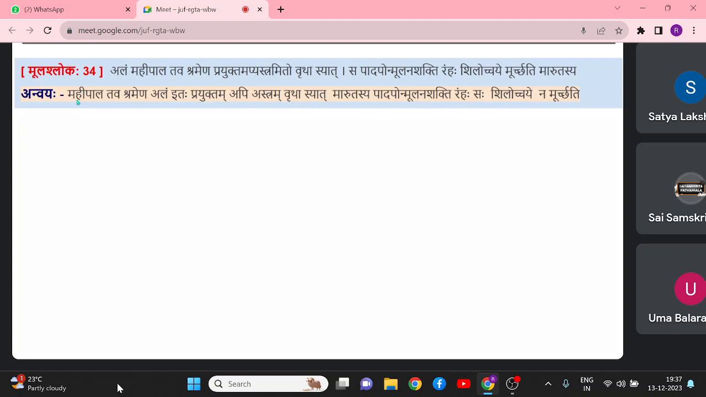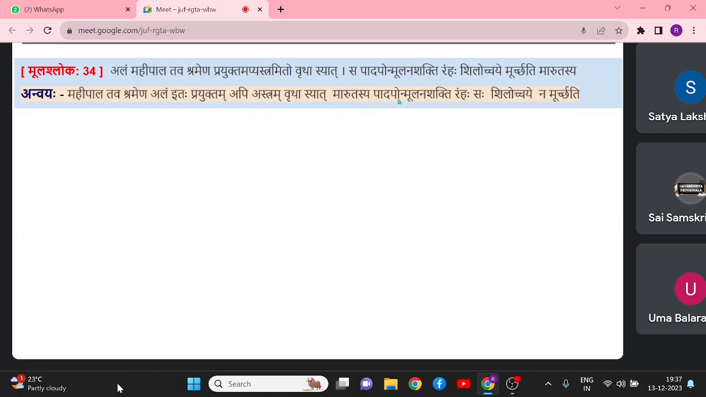So what is it trying? Mahipala, tava shramena alam. Please stop your efforts. Mayi api itaha astram prayuktam api vritha syat. Even though just that your hands are stuck, you are not able to send this. But even if it is allowed, even in the situation where you could throw an arrow at me, even then it would have been a waste. Vritha syat, it shall be a waste. Why? And then he gives a general statement.